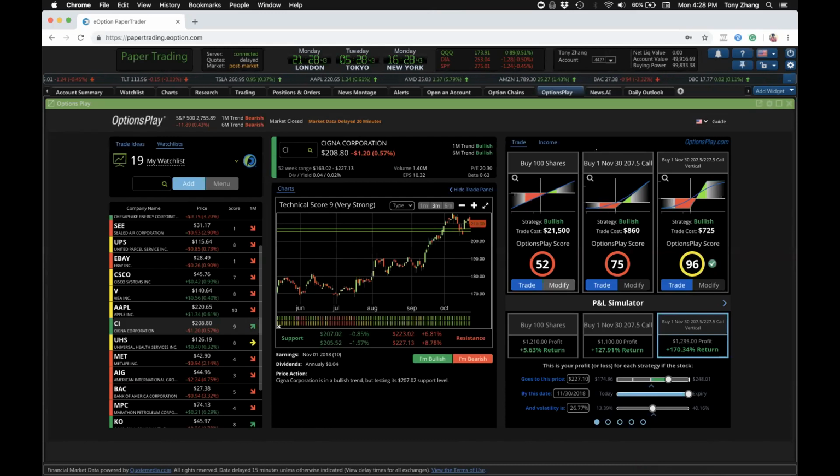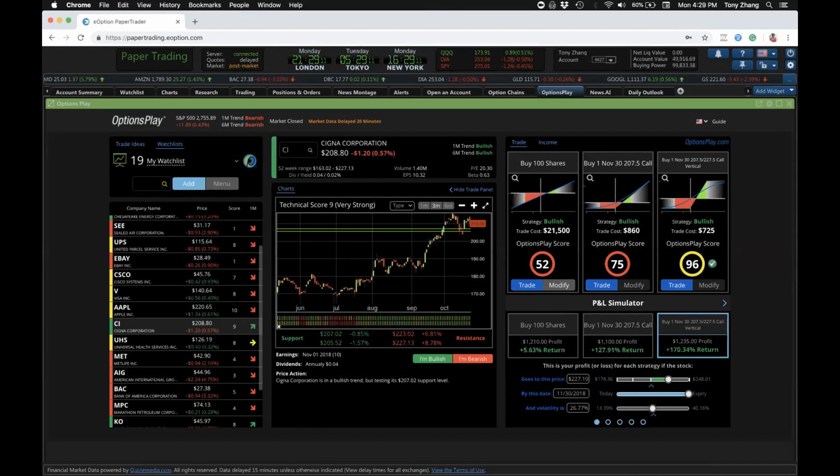So what we're going to show you here today is how you can take a directional view and quickly leverage it into a bullish or bearish strategy using options. And then we're going to cover some income strategies, because many people use options to generate income, such as selling covered calls and cash secured puts. We want to walk you through a few of these scenarios and show you how easy it is to find some strategies, analyze them using OptionsPlay, and make that decision as to which strategy is best suited for you.